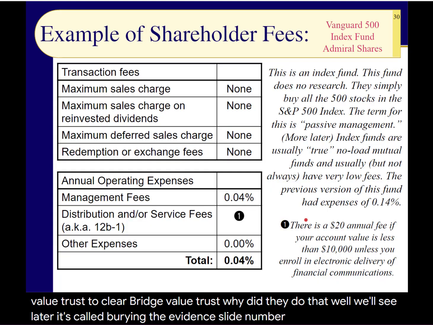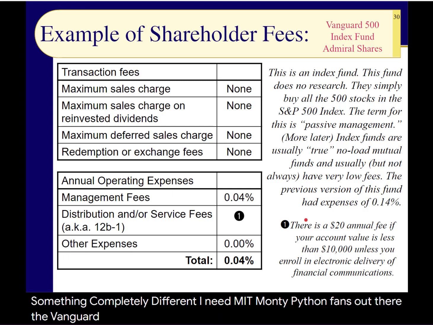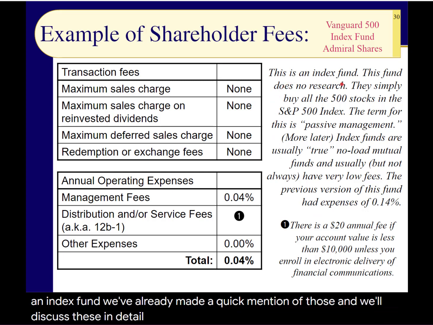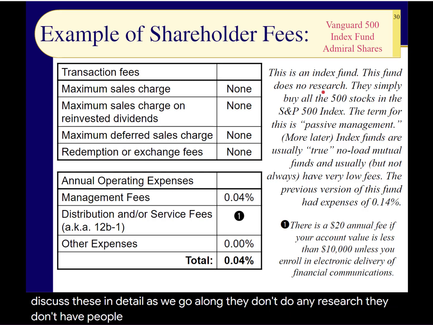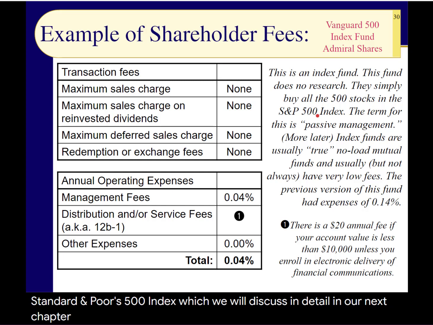Slide number 30. Now, for something completely different, any Monty Python fans out there? The Vanguard 500 Index Fund, now available only in Admiral shares. This is an index fund. We've already made a quick mention of those, and we'll discuss these in detail as we go along. They don't do any research. They don't have people with top hats. They simply buy all the 500 stocks in the Standard & Poor's 500 index, which we will discuss in detail in our next chapter. But it's just a list of 500 companies, folks.